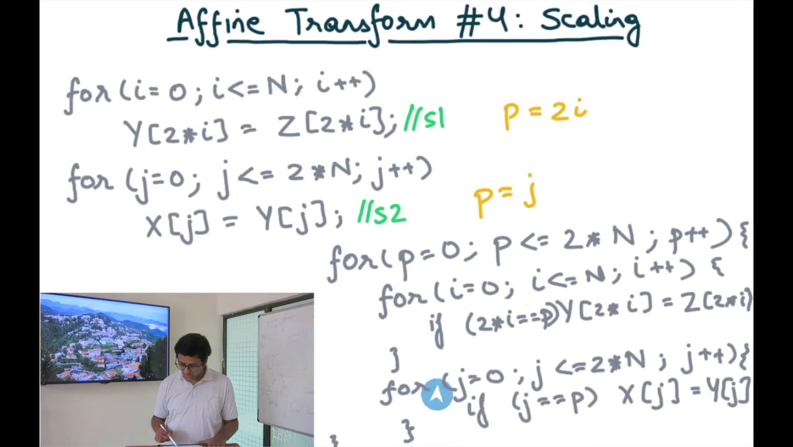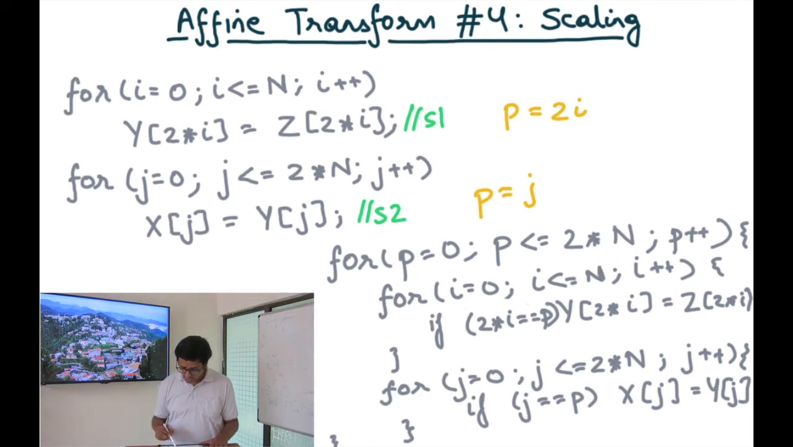Similarly, the second loop: for j equals 0, j is less than or equal to 2n, j plus plus. Once again, I have S2, which is xj equals yj, but predicate it with if j equals p. So this is my naive code generation algorithm, but we know that the naive algorithm is not generating very tight code. So the next thing we do is tightening of the loop bounds, also called elimination of the empty iterations.